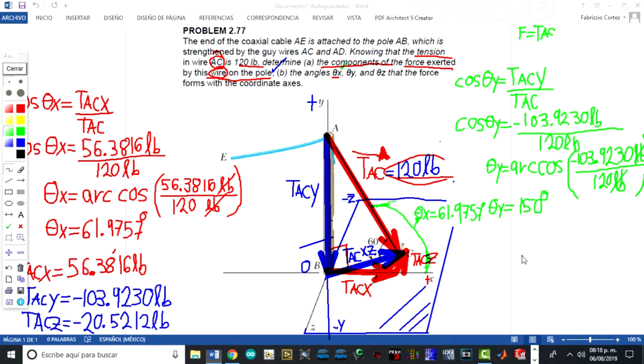This tells us that from the positive side of the y-axis to the vector, there is an angle of 150 degrees. We cannot see it because we have it right here. But if we extend this vector in 3D, let's extend it. This vector, TAC, we extend it below the floor. It will be this one.